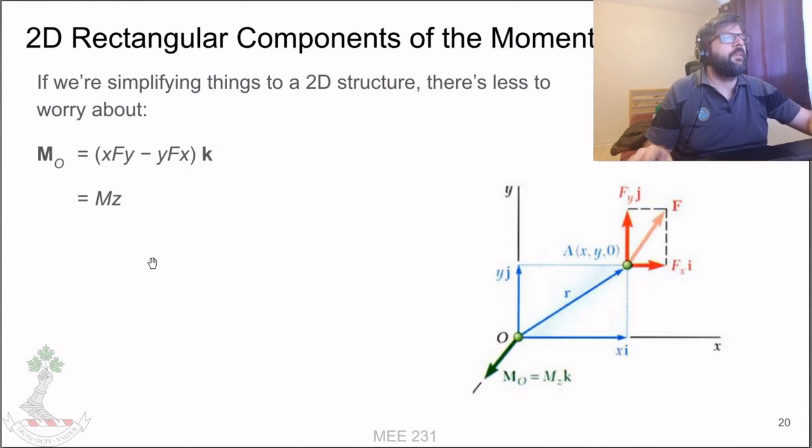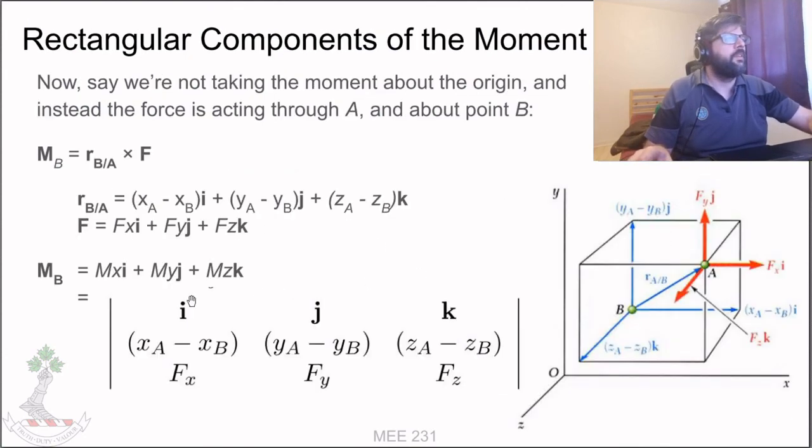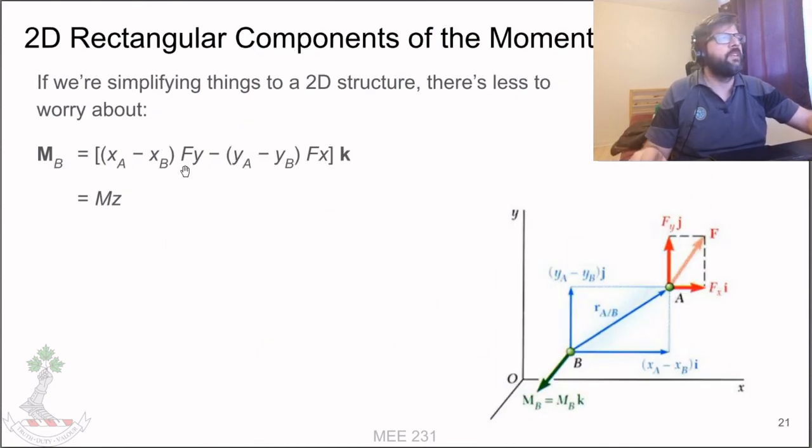So we either get that if we're taking the moment about the origin, or we get this value here if we're taking the moment about a separate point B. What we've done here is basically these calculations, except we know that any of the displacements and any of the forces in the Z direction is 0, so those terms end up being nothing, which simplifies our terms somewhat.